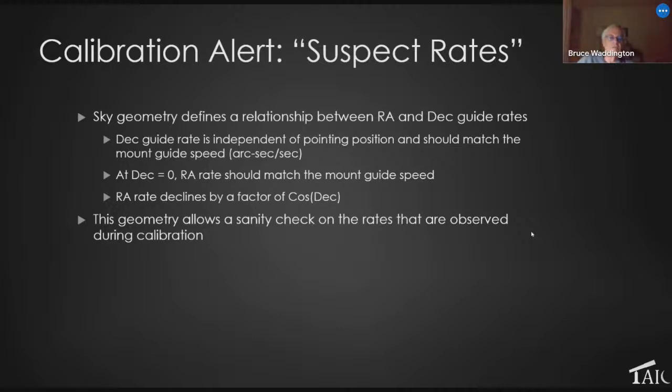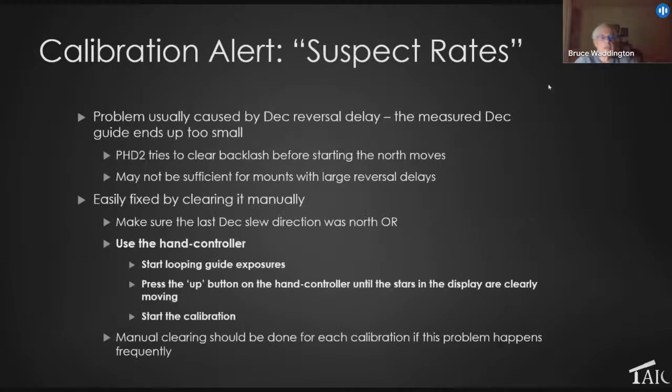So what do you do about this? Well, as I said, the problem is usually caused by backlash in Dec or reversal delay. It takes some of these mounts 3 or 4 or 5 seconds in some cases to actually reverse direction in Dec and get the mount axis moving the way you want it to.